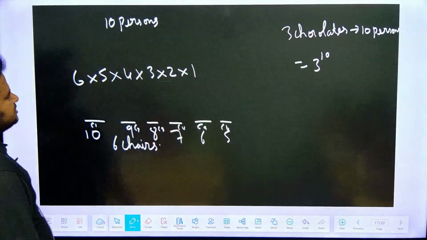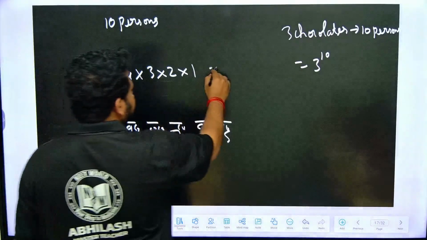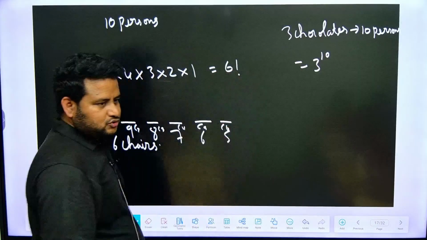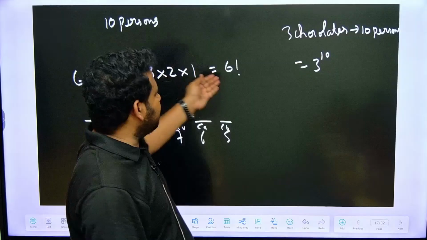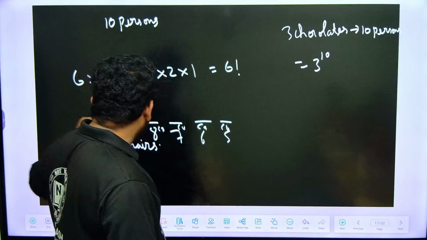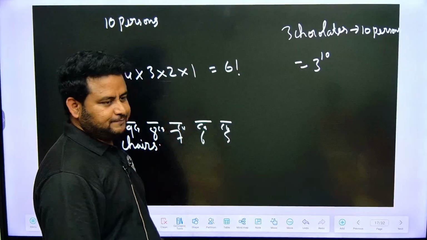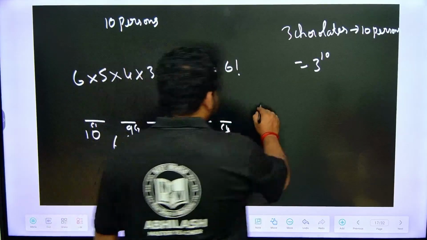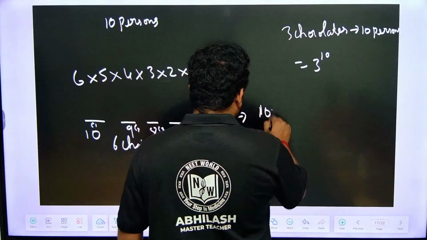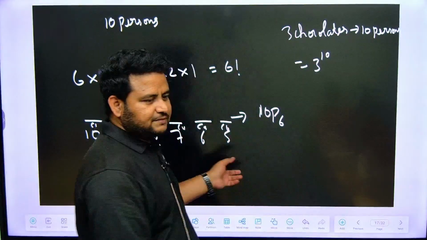Okay, so the answer will be what? 6 factorial. If you look from the persons' point of view, the answer will be 6 factorial. If you look from the chairs' point of view, the answer will be what? 10 into 9 into 8 into 7 into 6 into 5. So the answer is 10P6.